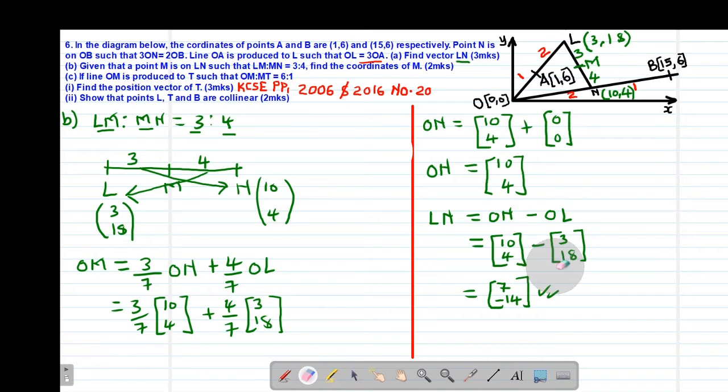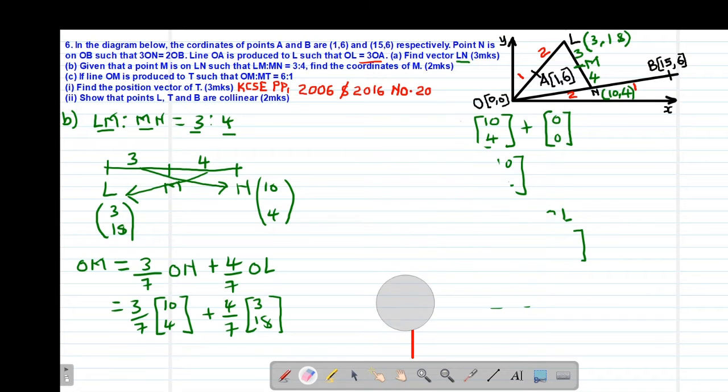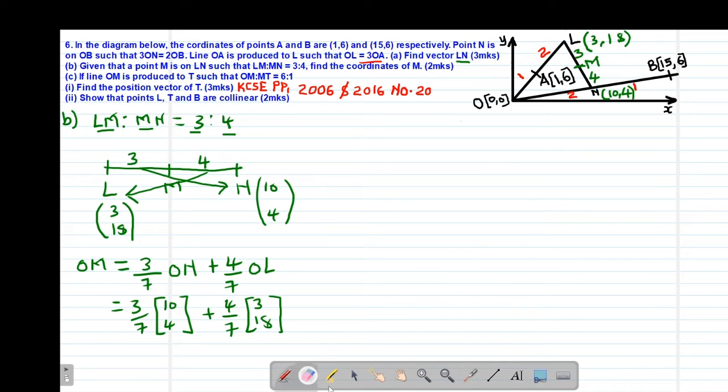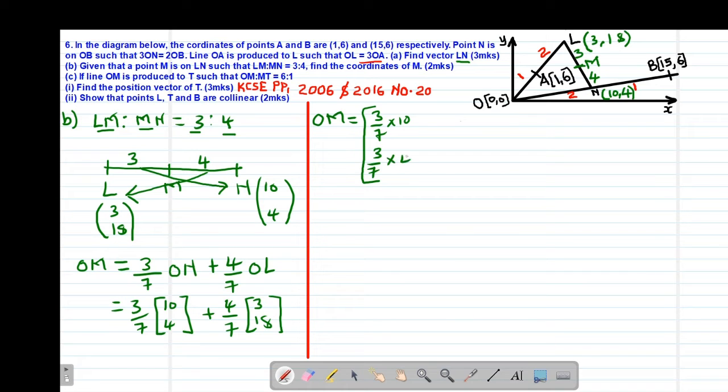Let me create some working space here. So if I open the brackets, this is what I'm going to get. Let me separate the working space here. So OM will actually be given by, if I open the bracket, 3 over 7 multiplied by 10, then 3 over 7 multiplied by 4.